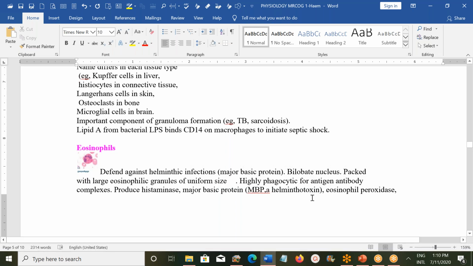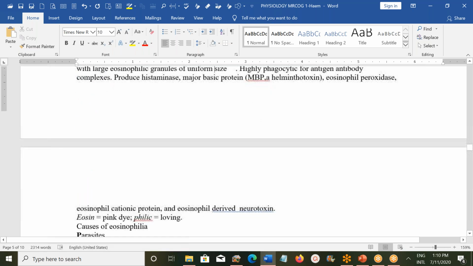They are highly phagocytic for antigen-antibody complexes, and they will produce histaminase, major basic protein, which is also called a helminthotoxin against worms, and eosinophil peroxidase.